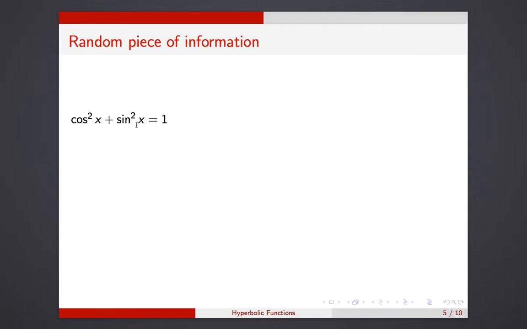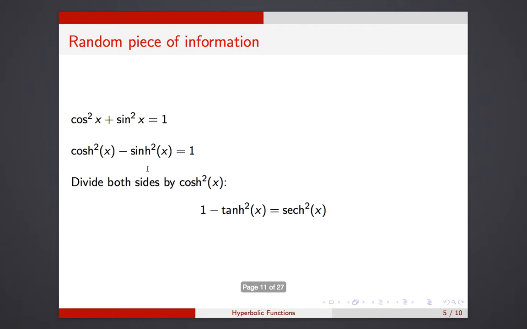Here's a random piece of information for you. You will all recall that cosine squared plus sine squared equals 1. So you might think that hyperbolic cosine squared plus hyperbolic sine squared equals 1 as well. Unfortunately, that's not true, but what is true is that if you change that plus to a minus, you get something true. This will be useful in at least one of your group work problems, and it's also probably useful in the homework. So keep this in mind. You can always use this: cosh squared minus sinh squared is 1.